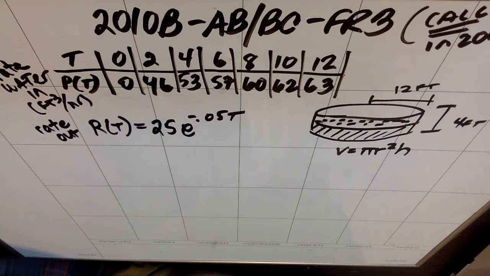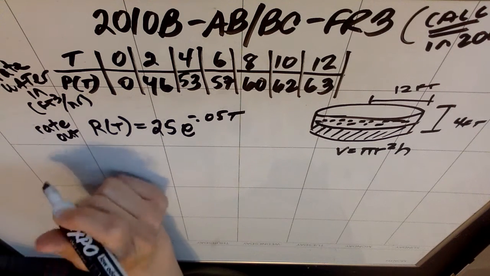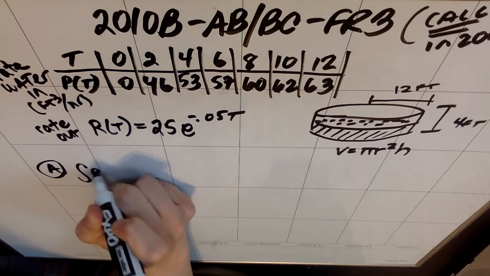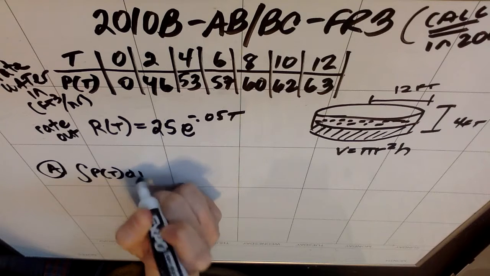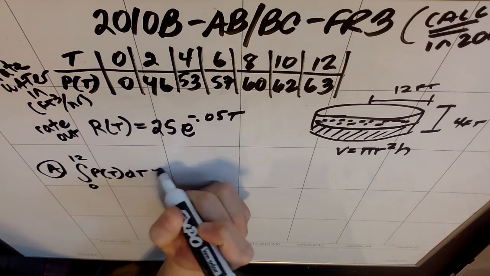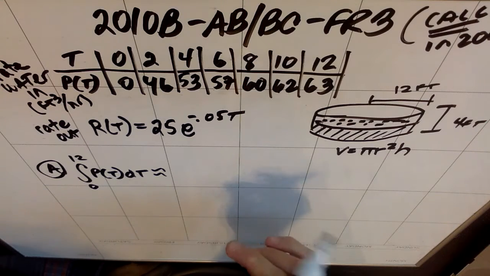Part A. Use a midpoint Riemann sum, hey look, MRAM, with 3 subintervals of equal length to approximate the total amount of water that was being pumped into the pool during the window from 0 to 12 hours. Show the computation that leads to your answer. So, part A is exactly what we would expect from a table problem. What they want us to do is approximate the integral of P of t dt from 0 to 12. They want us to approximate this integral.